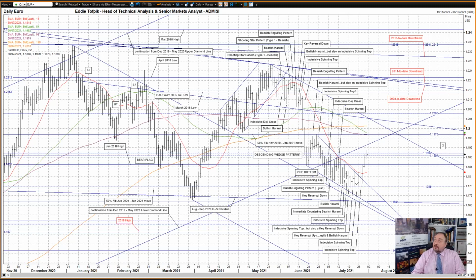I'll start with the euro against the dollar. A fifth bullish white soldier yesterday, and a continuing move up and away from the upper trend line, currently at 117.71 of the descending wedge pattern.